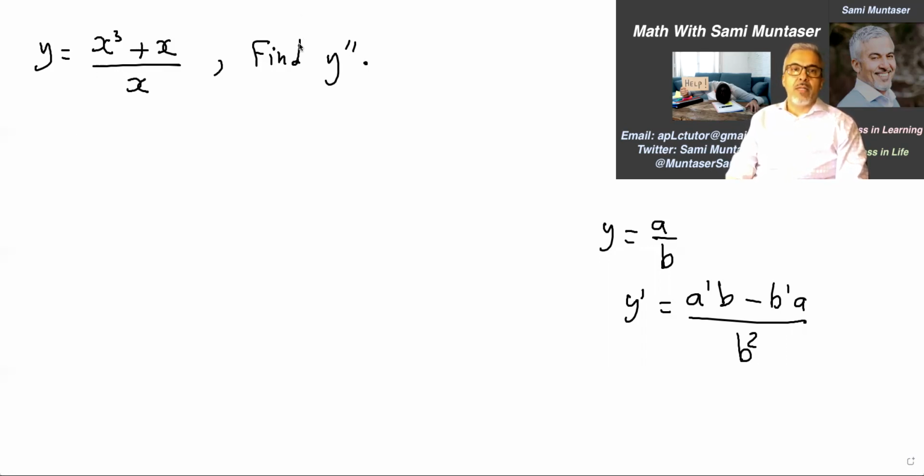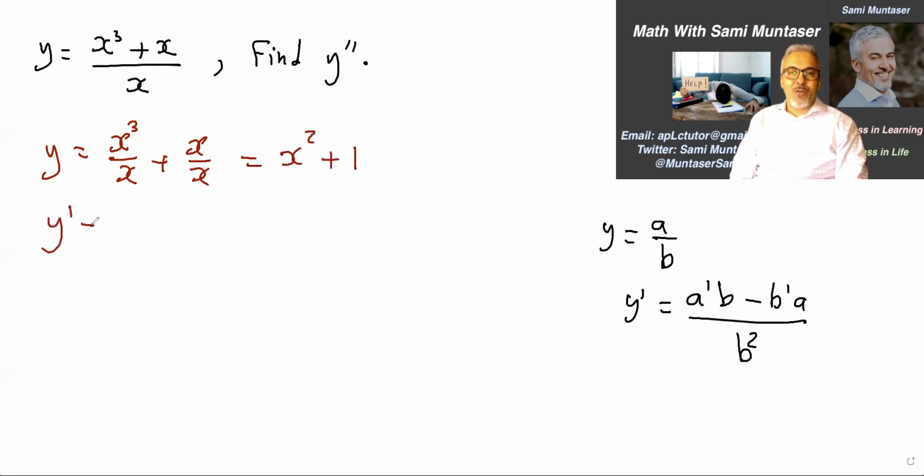So if I want to do this, definitely I want to simplify, because when we have a fraction like this, it means x cubed over x plus x over x, which gives me x squared plus 1. Now y prime would be 2x, and y double prime would be 2. So could you imagine if you used the quotient rule? You will get to this answer if you don't make any mistakes on your calculations, but you'll spend a good 6-7 minutes to do it that way.